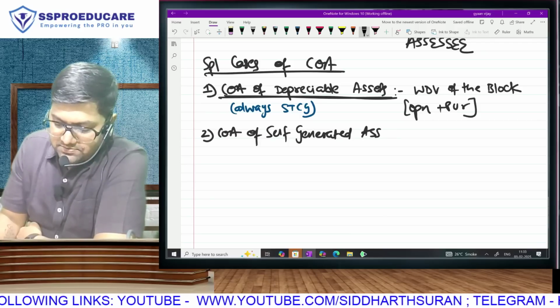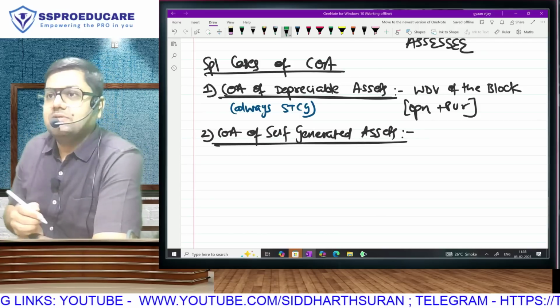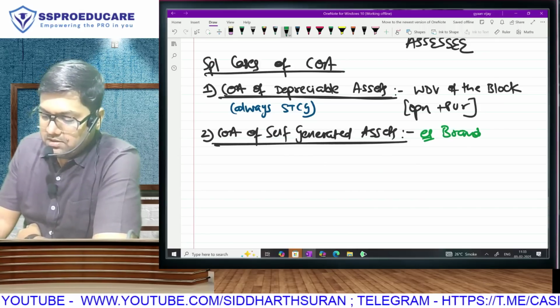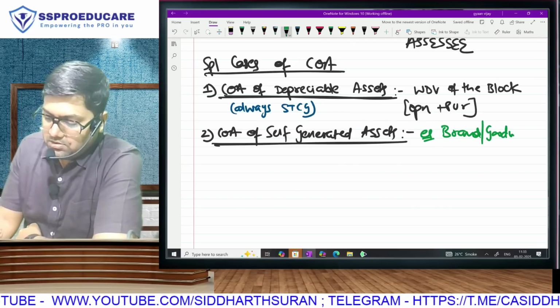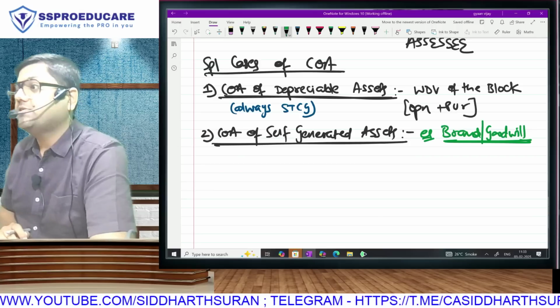self-generated assets. So first of all, what is a self-generated asset? Let me give you the example. Example, brand. Example, goodwill. What is the cost of acquisition of brand or goodwill which is self-generated?